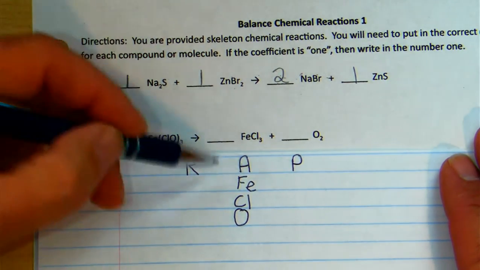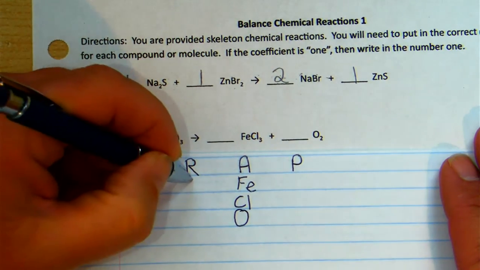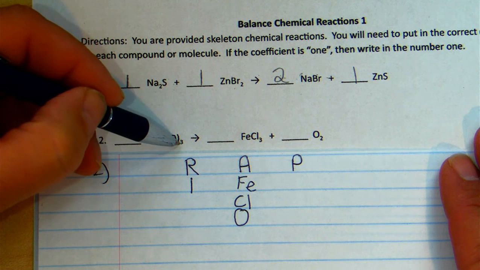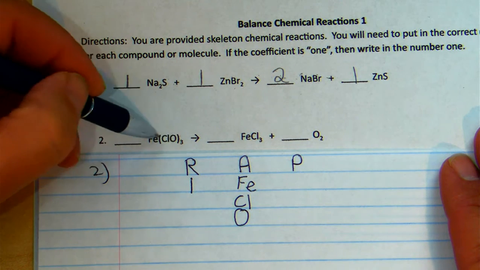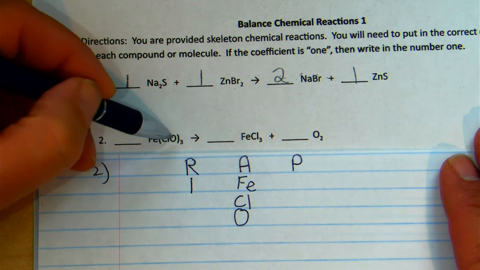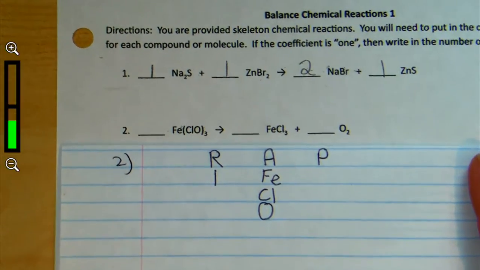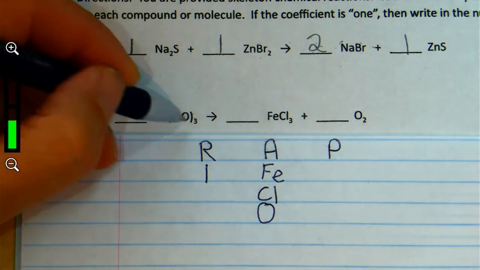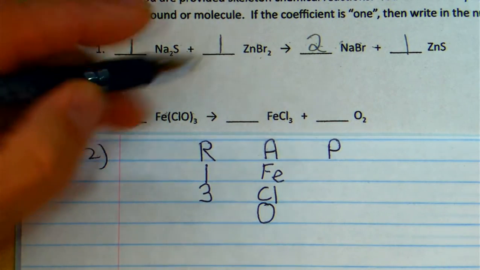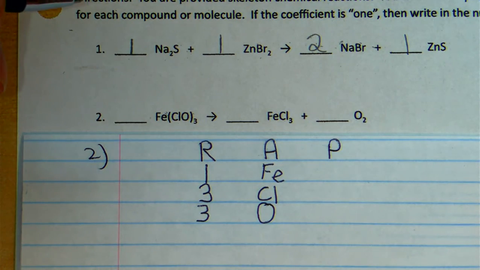Now I'm going to tally up how many do I see on each side. I see 1 iron on the left in the reactants column. The subscript 3 outside of the parentheses means I multiply everything on the inside by 3. And right now I'm seeing 1 chlorine inside the parentheses with a 3 multiplying that. So I see 3 chlorines on the left. Similarly, I see 3 oxygens on the left.